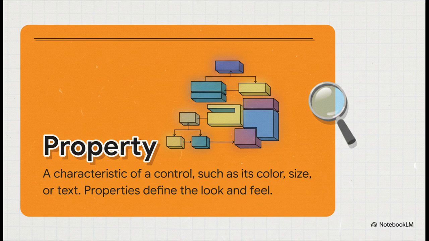So you've dropped your Lego block onto the screen, but how do you change it from a red block to a blue one? That's where properties come in. Every single control has a list of properties: its color, its size, the text written on it. This is how you design the entire look and feel of your app.